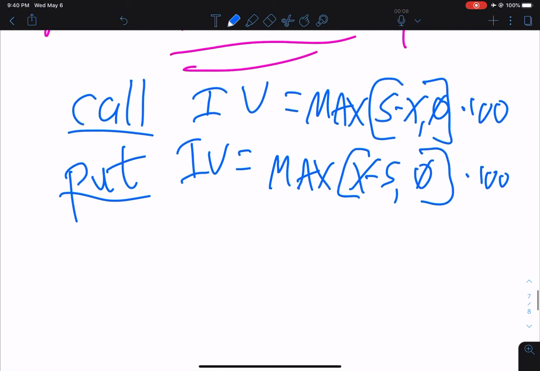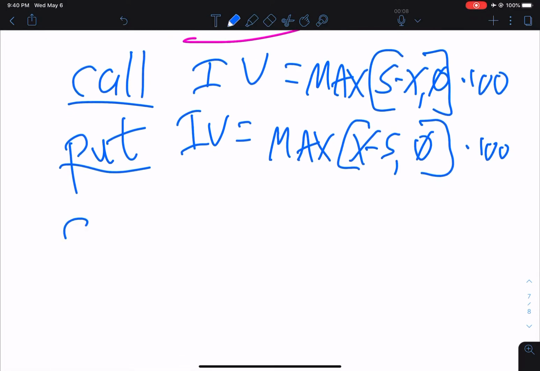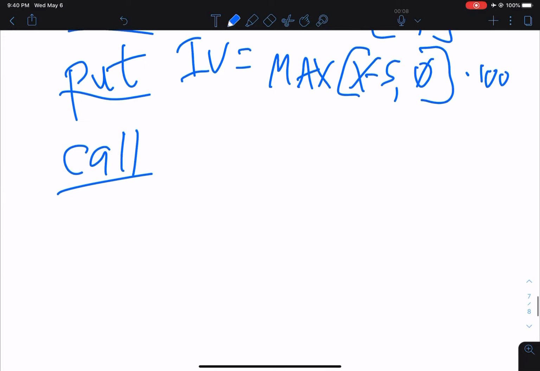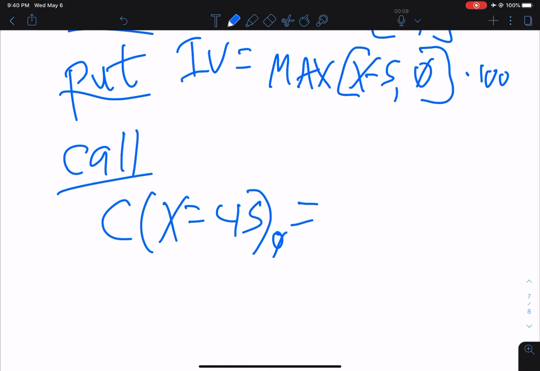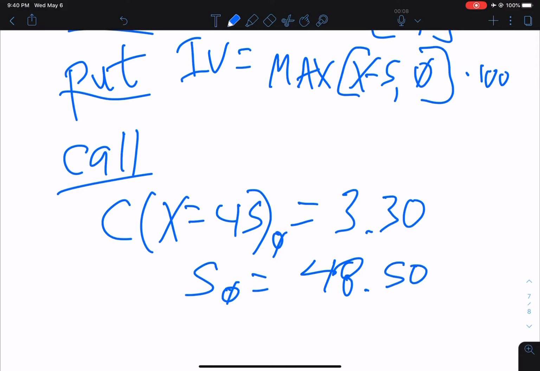Well, let's now look at a violation of that. Okay, so we'll look at calls first. So we have a call that has an exercise price of 45. And its price right now on the market on a per share basis is $3.30. Okay, $3.30 per share, or $330 for the contract. The stock price at the current time is assumed to be, let's say, $48.50. Okay, stock price is $48.50.